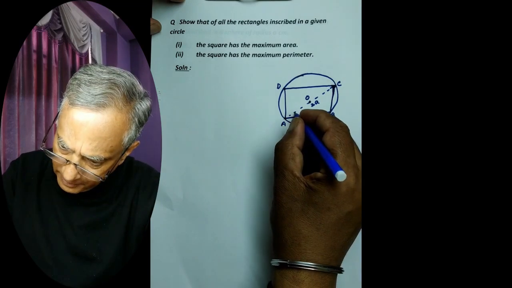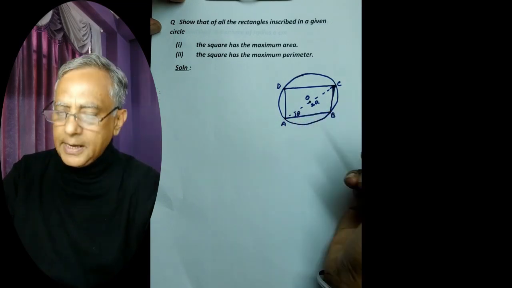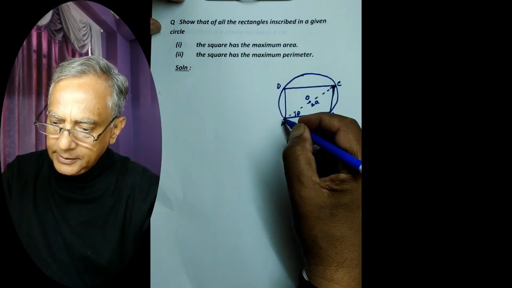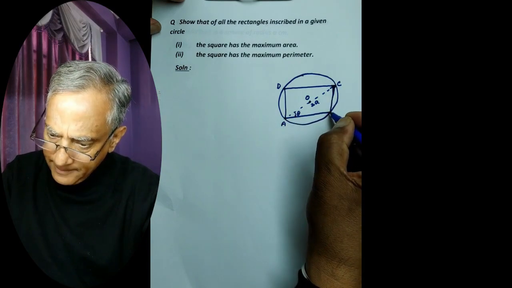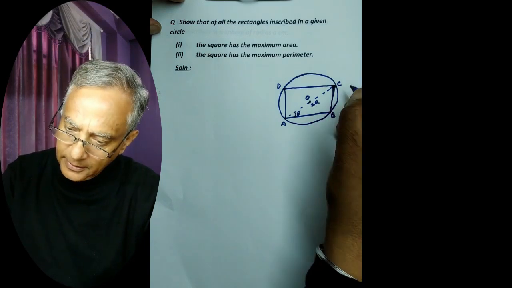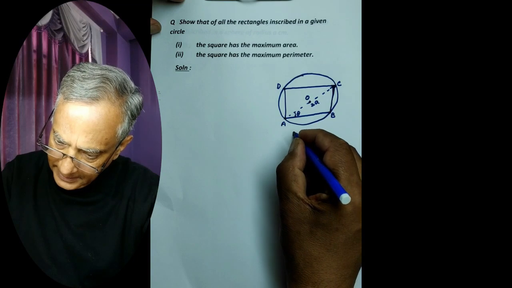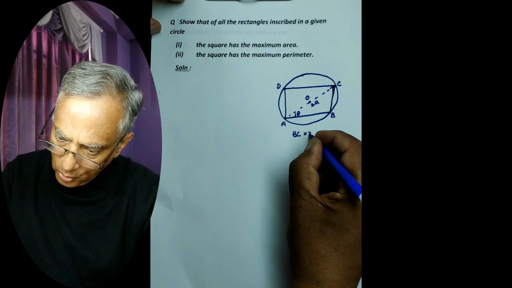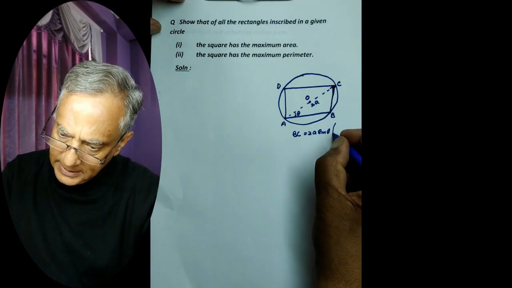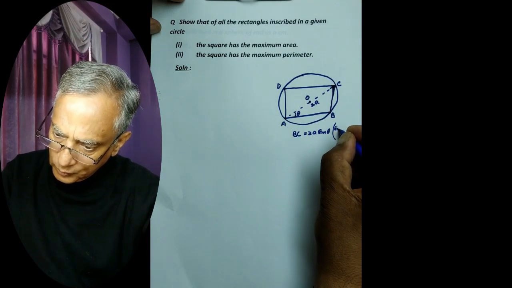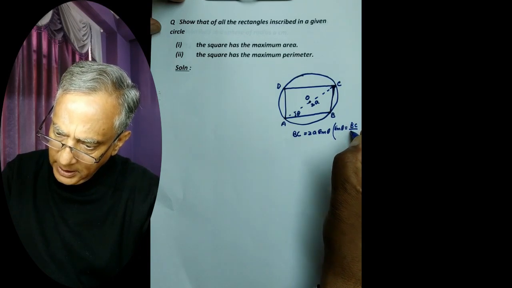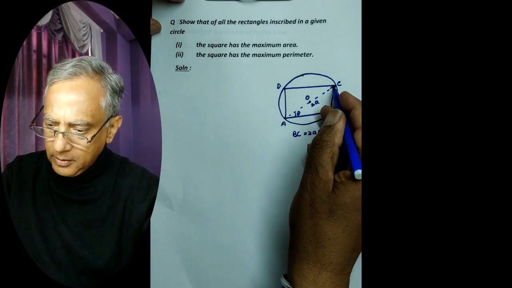Let this angle be theta. Sine of theta will be BC upon this. Therefore, this side BC will be equal to 2a sine theta, because sine of theta will be equal to BC over 2a.